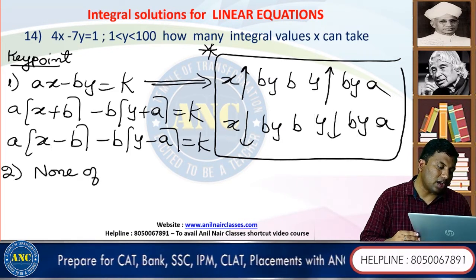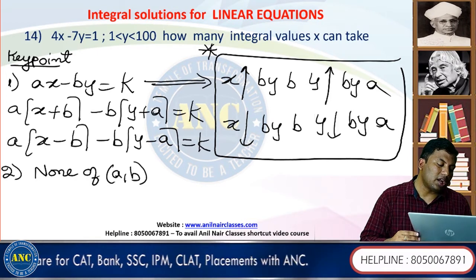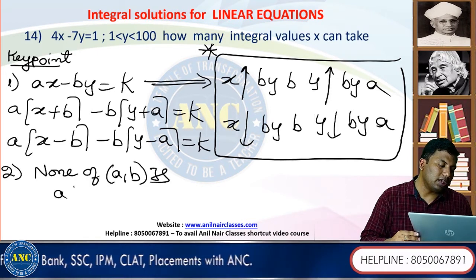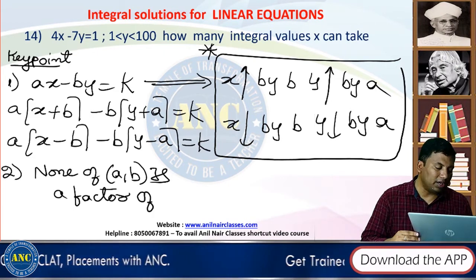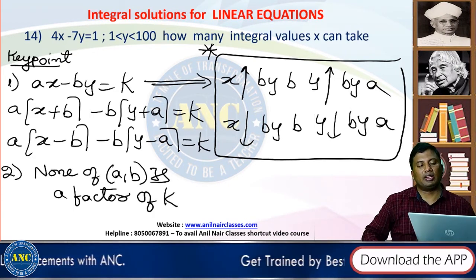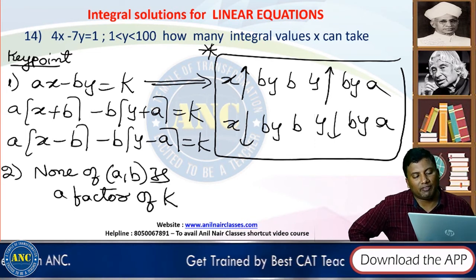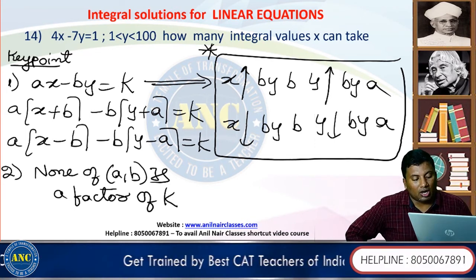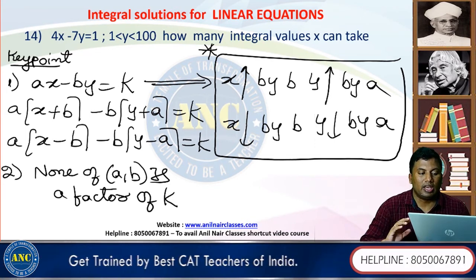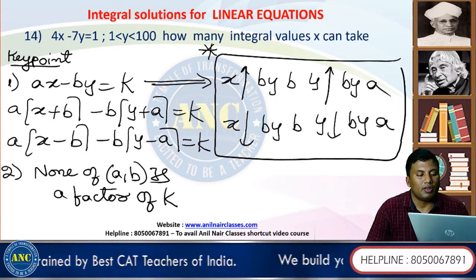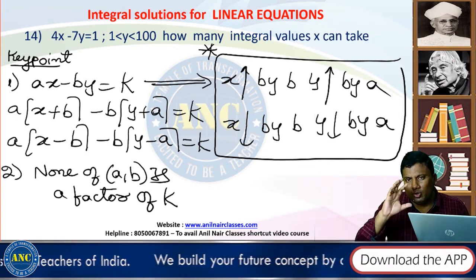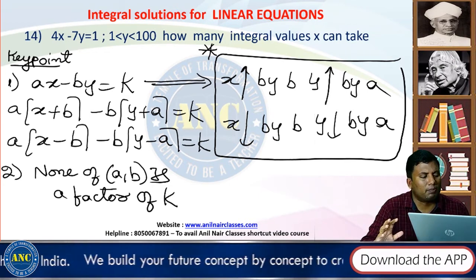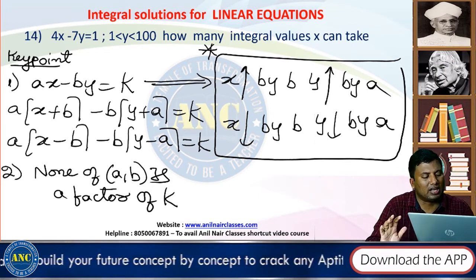What is the last case that we are discussing? None of a comma b is a factor of the right hand side. 4 is not a factor of 1, 7 is not a factor of 1. Two cases. First, we will do a method, then we will use a unique answer option elimination approach. 1 and 2. I hope it is clear.